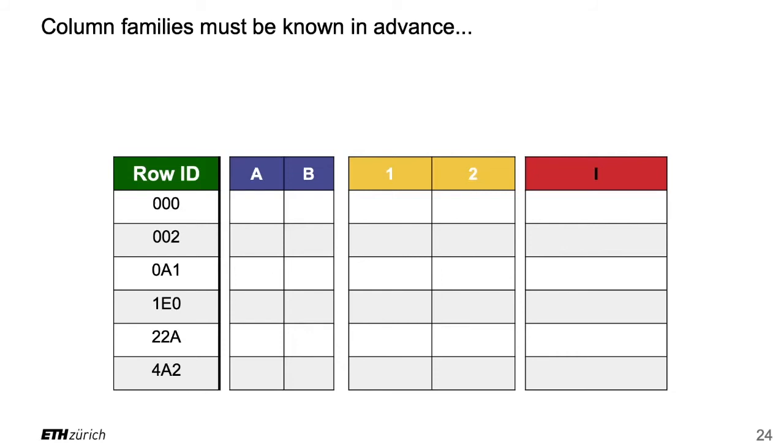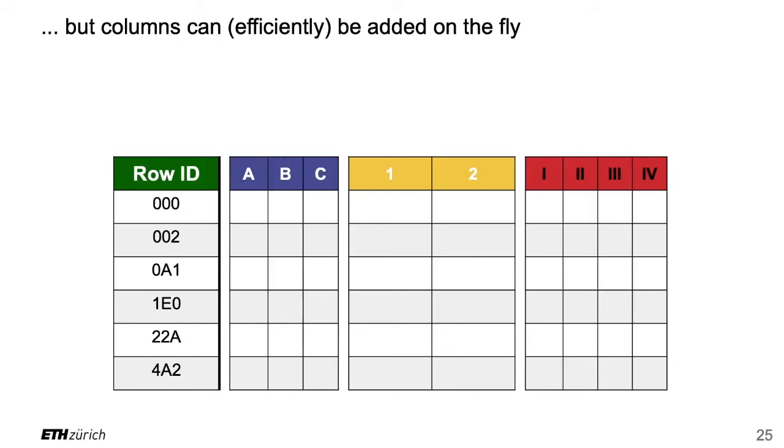Now, when you build a new table in Bigtable or in HBase, you specify the column families. You explicitly create the column family. So you say there is a yellow, there is a red, there is a blue column family. What you do not specify is the names of the columns, the attributes.